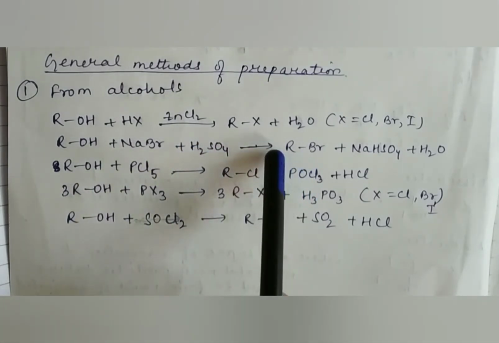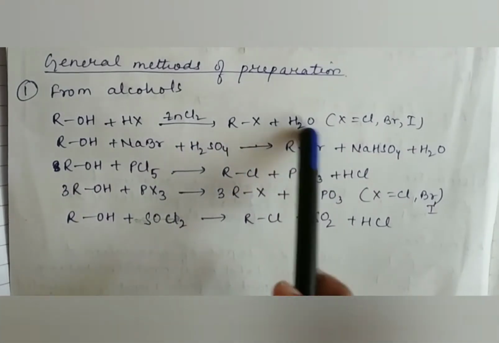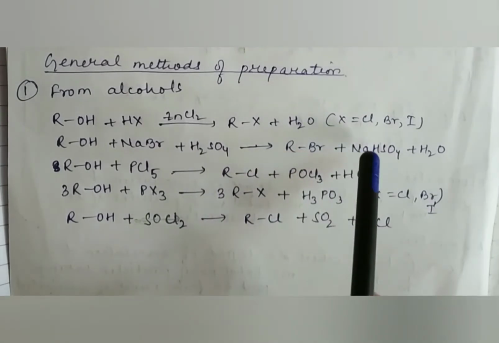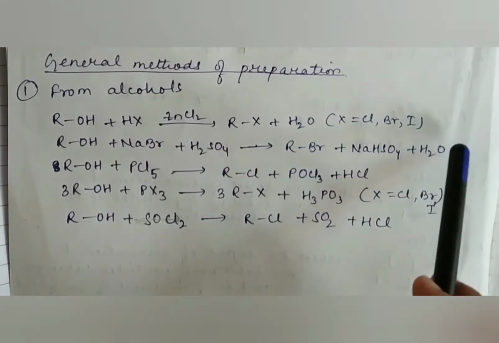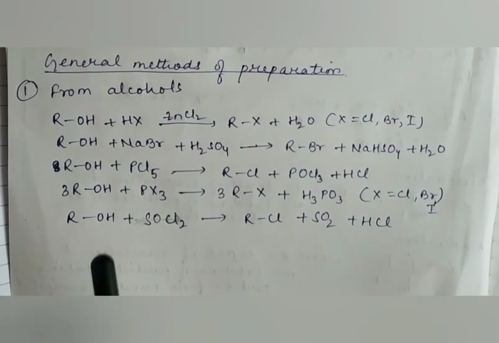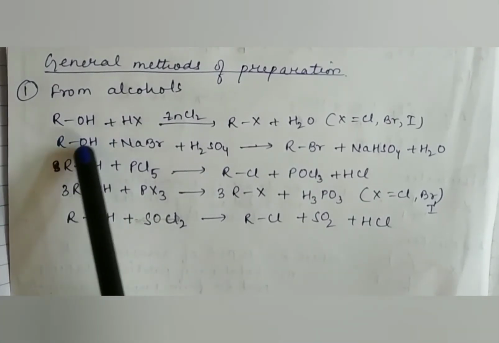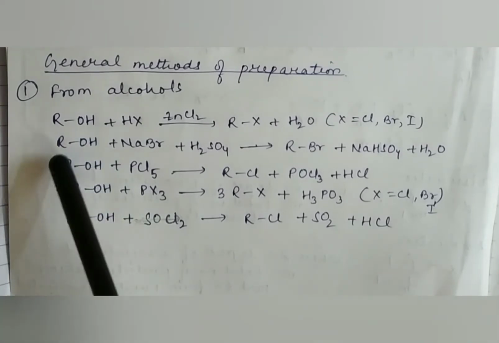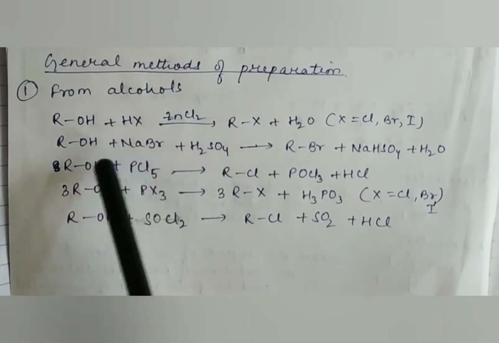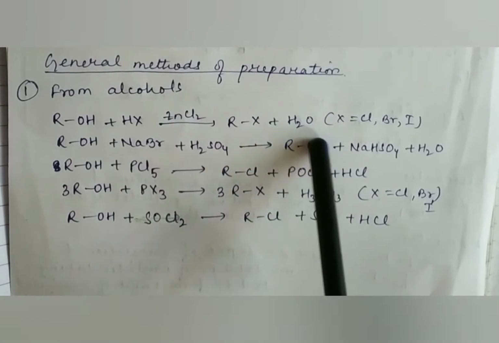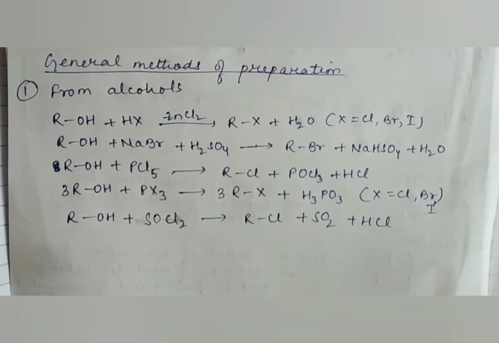Second one is when alcohol is treated with sodium bromide in presence of sulfuric acid, we get RBr, that means bromoalkane, plus sodium hydrogen sulfate and water. So suppose we take the starting alcohol to be methanol again, then when methanol undergoes this reaction, we get bromomethane as the product along with these byproducts.